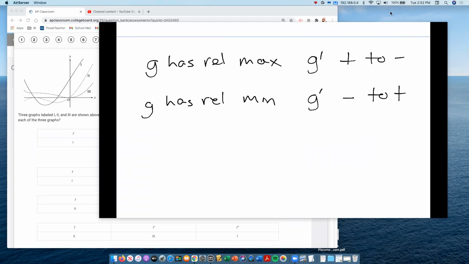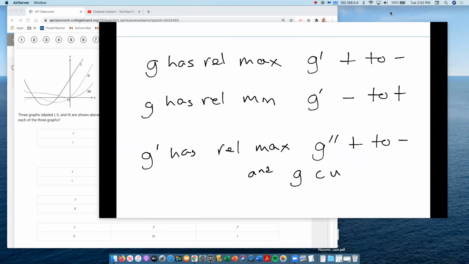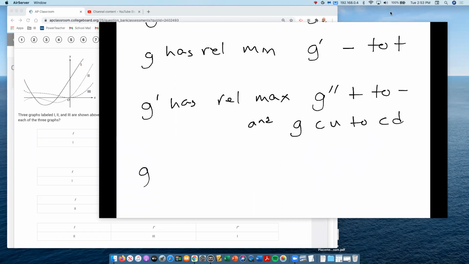Now, the other thing that comes from the chart is if g prime has a relative maximum, g double prime is going to go from positive to negative, and g is going to go from concave up to concave down. That comes from the chart also. And the last thing is if g prime has a relative minimum, g prime would be going from decreasing to increasing, and then g double prime is going from negative to positive, and g is going from concave down to concave up.